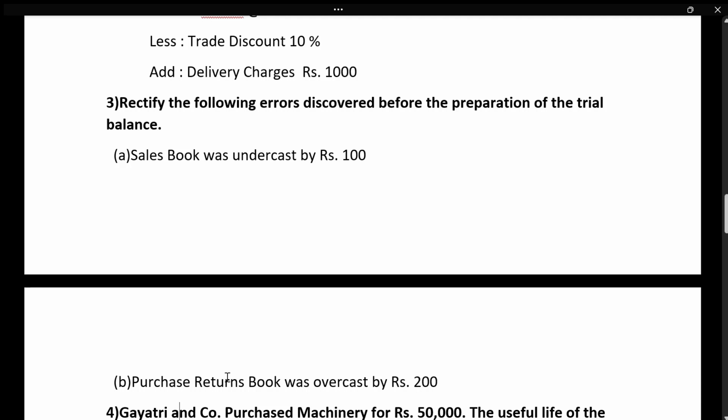And here, rectification of errors before the preparation of the trial balance. Before the preparation you can write in an explanatory note: sales book was undercast by rupees 100. So sales book is credit balance, so you have to give further credit. So you have to write like this: sales account should be credited with rupees 100. And purchase returns book was overcast. Purchase returns balance is credit balance. Overcast means you have to give the opposite balance. So debit purchase returns account with rupees 200.